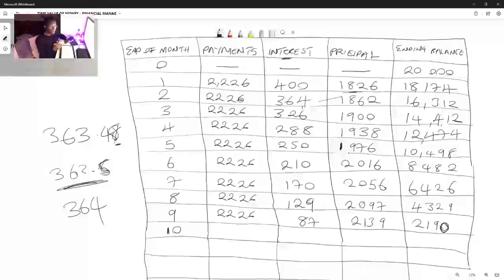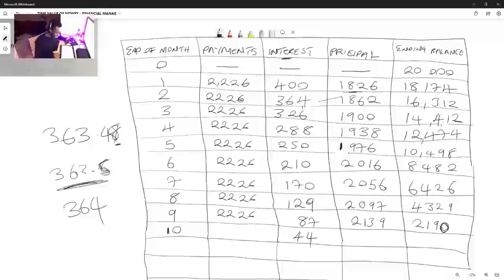All right, so remember that we're dealing with whole numbers, so we need to round that off. So when we round it off, we get 44, from 43.8 to 44. So we're going to have 44 here under interest.